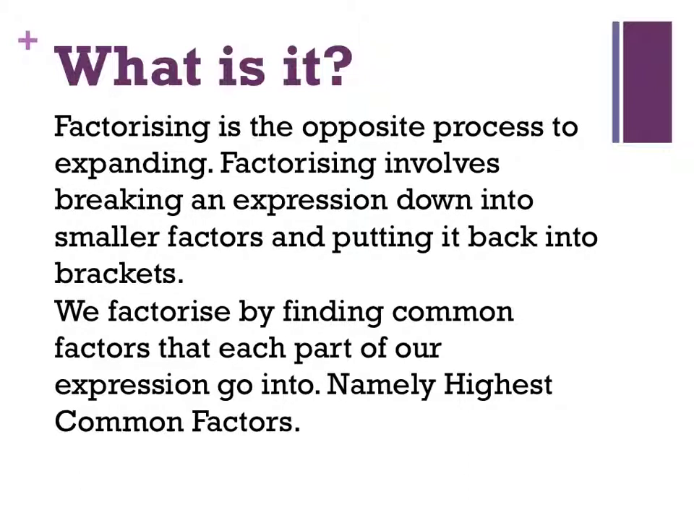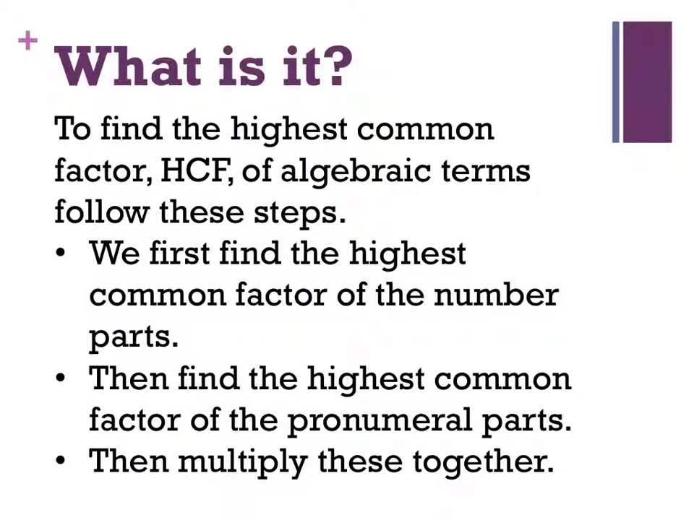So we look for the highest common factors of all our numbers and all of our pronumerals in order to work it out. Now, how we do that, to find the highest common factor, we must first find the highest common factor of the numbers, then we must find the highest common factor of the pronumeral parts. So first we look at the numbers, then we look at the pronumerals. Then we multiply the two together. So it's not too tricky. Now, let's have a look at what all of that is.